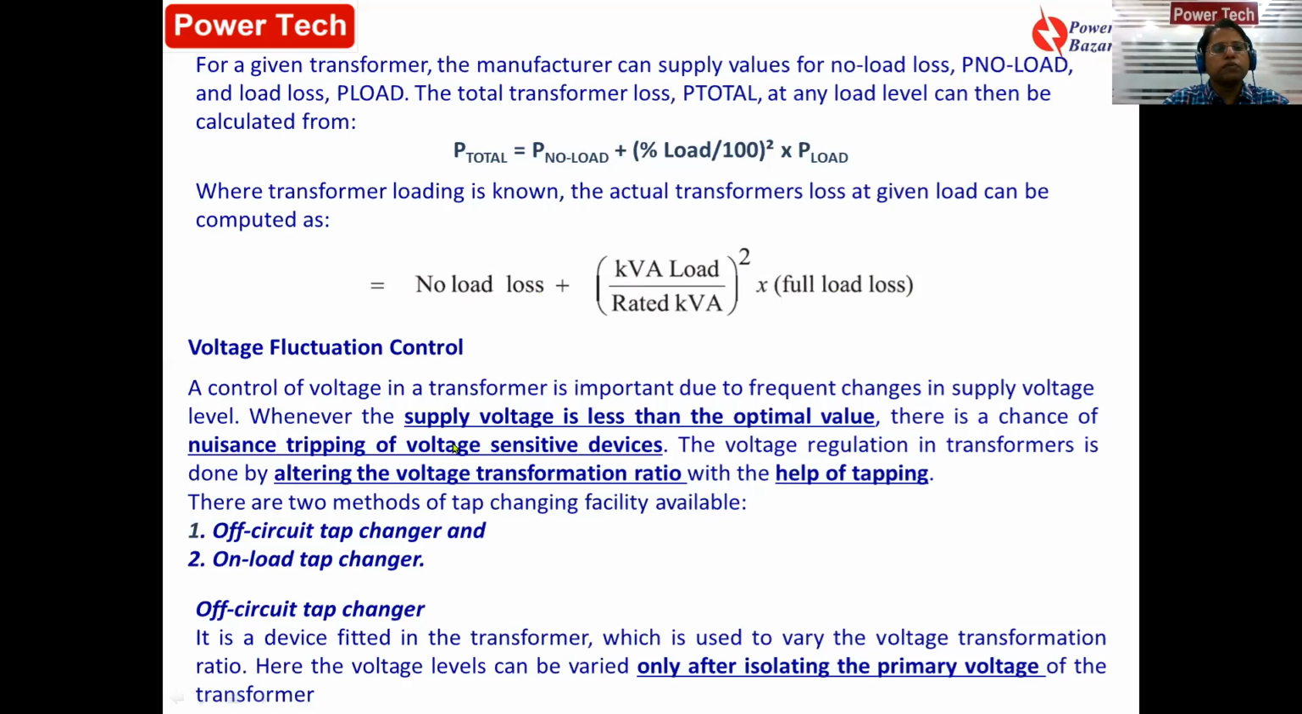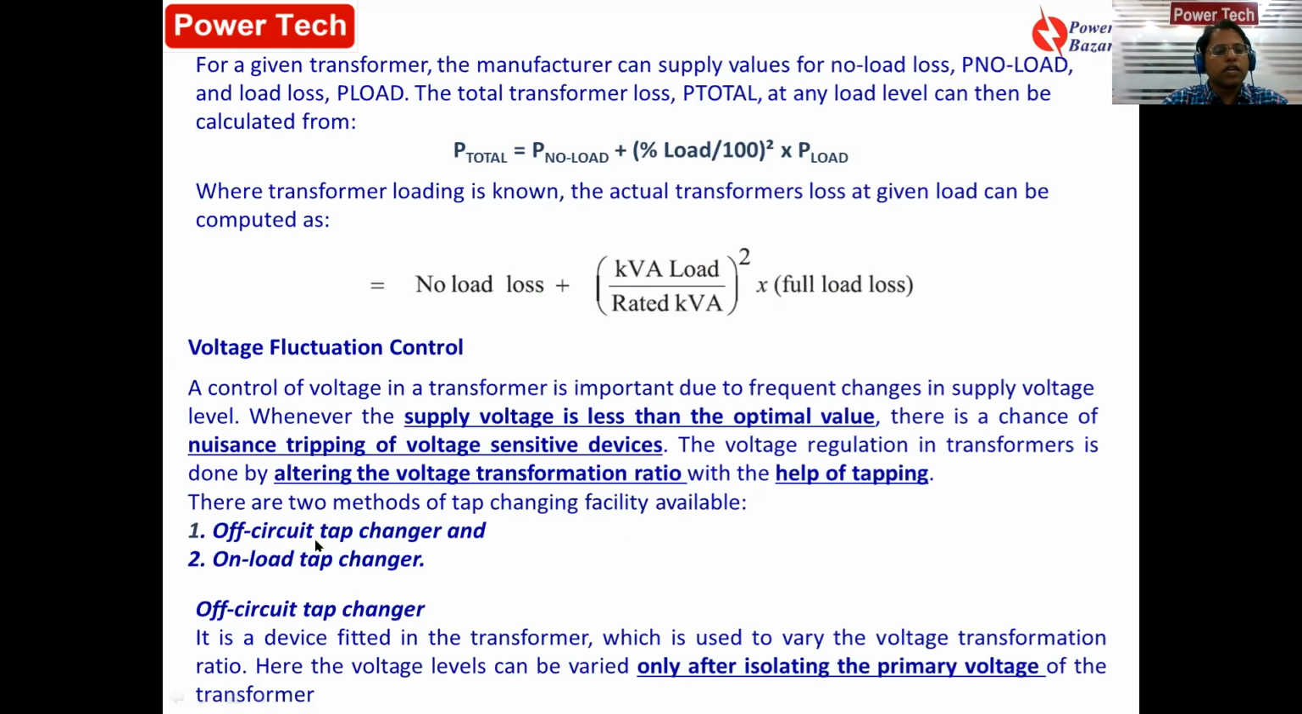Now come to voltage fluctuation control. As I told you, you need to have constant voltage or the voltage regulation should be very good so that no nuisance tripping of the equipment, or voltage sensitive devices, will occur. Therefore, we need two things.